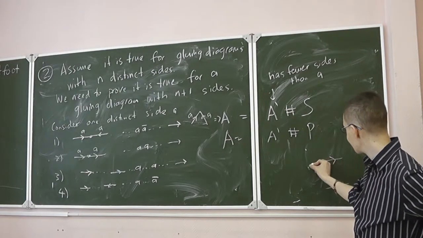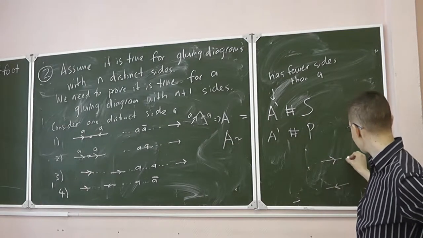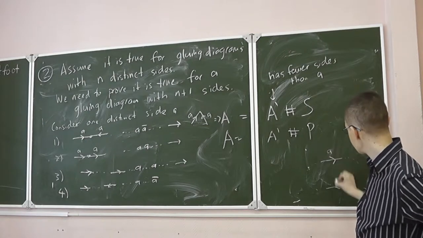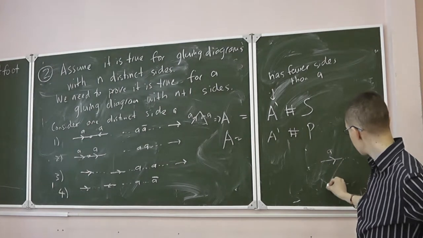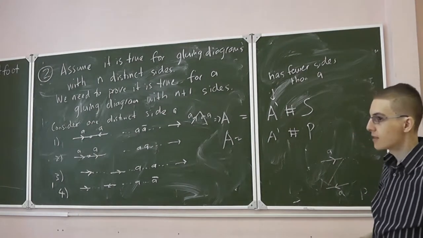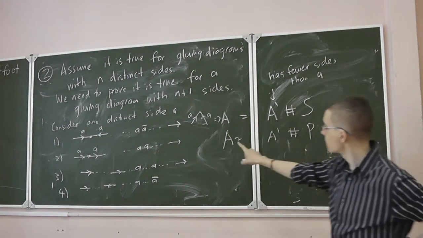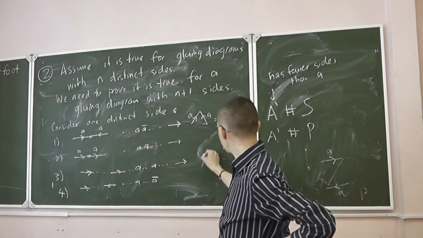So Nikolai is, sorry, Andre, is saying that we have some diagram like this. Is that right? And we cut along there and re-glue, and we get something looking like this. Okay, so this is also A.